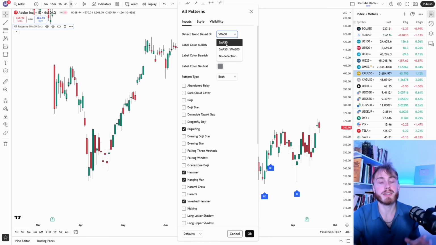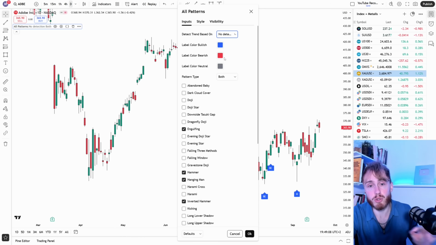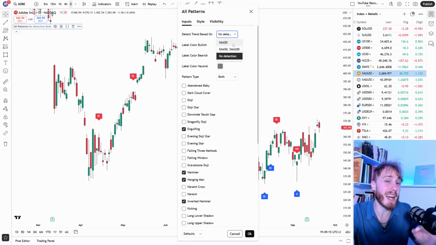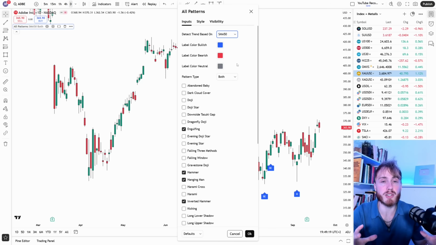Now the standard setting is to use an SMA 50, and this one will actually filter out many false signals. You can see that if you change here to no detection, you will have many more signals on the chart, but many of them will be false. So I tend to include this SMA filter because this will make the chart more clean. The chart will be easier to read. And remember, we use indicators to make the chart easier to read, not harder to read.